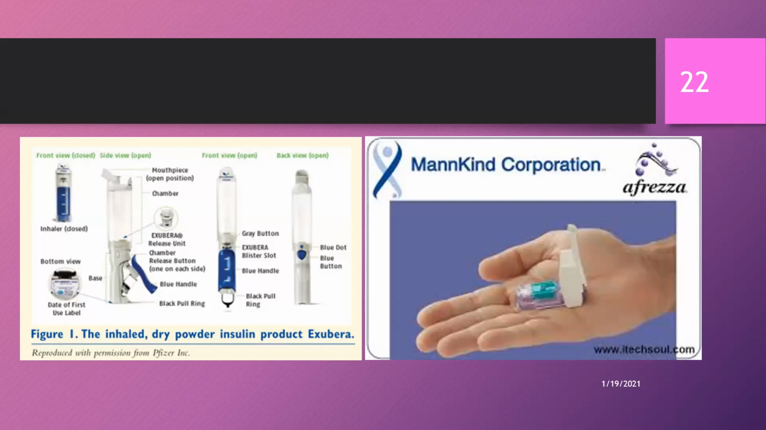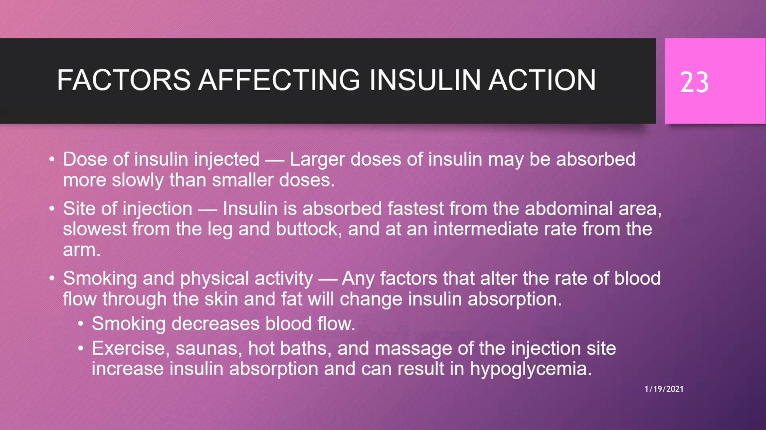That is, one of them is Exubera and the other is Afrezza. Exubera is from the Pfizer company and Afrezza from the Mankind Corporation. But they are not very famously used. So, factors affecting insulin action.